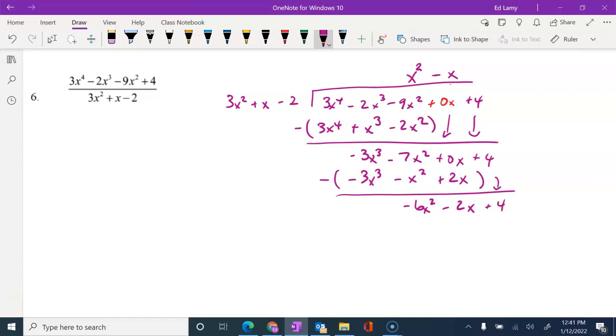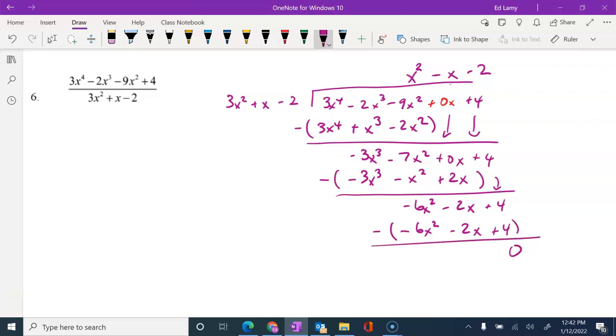All right, one last cycle. What do you multiply 3x squared by to get negative 6x squared? And you would say negative 2. Negative 2 times 3x squared would be negative 6x squared. Negative 2 times x would be negative 2x. And negative 2 times negative 2 would be plus 4. When I subtract, we get 0.